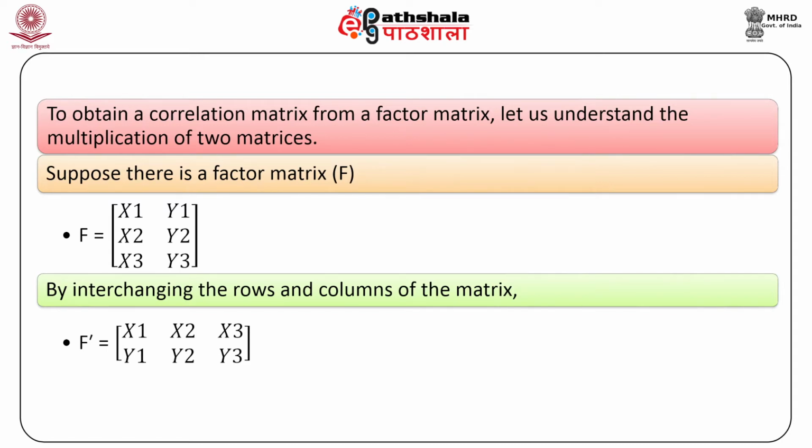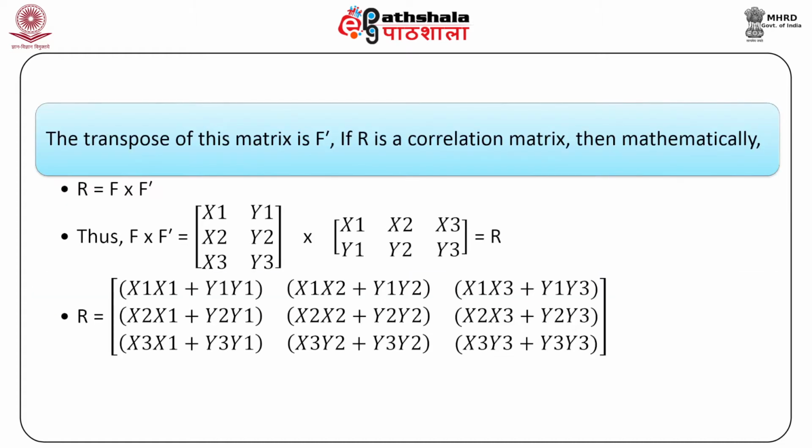By interchanging the rows and columns of the matrix, we get a transpose of this matrix which is F dash, where F dash is equal to x1, y1, x2, y2 and x3, y3. If R is a correlation matrix, then mathematically R is equal to F into F dash.